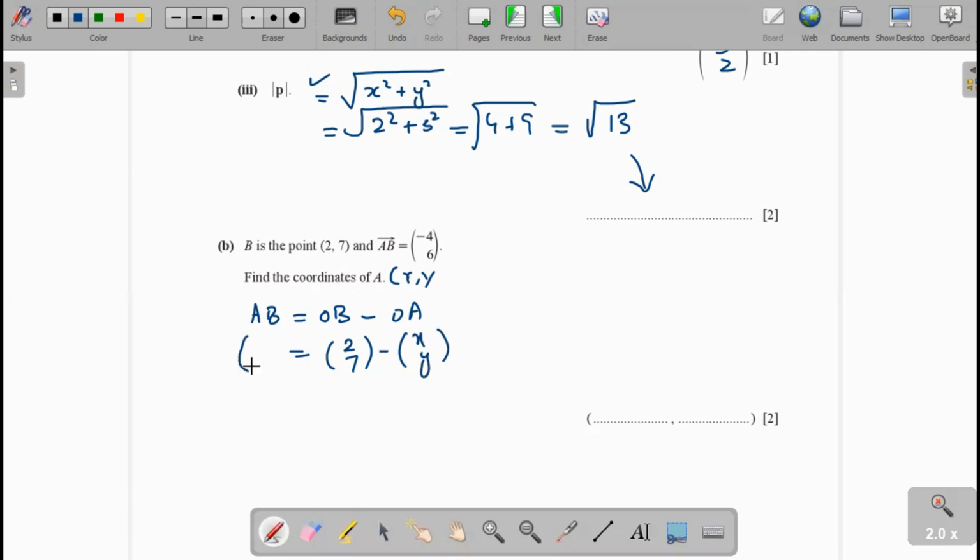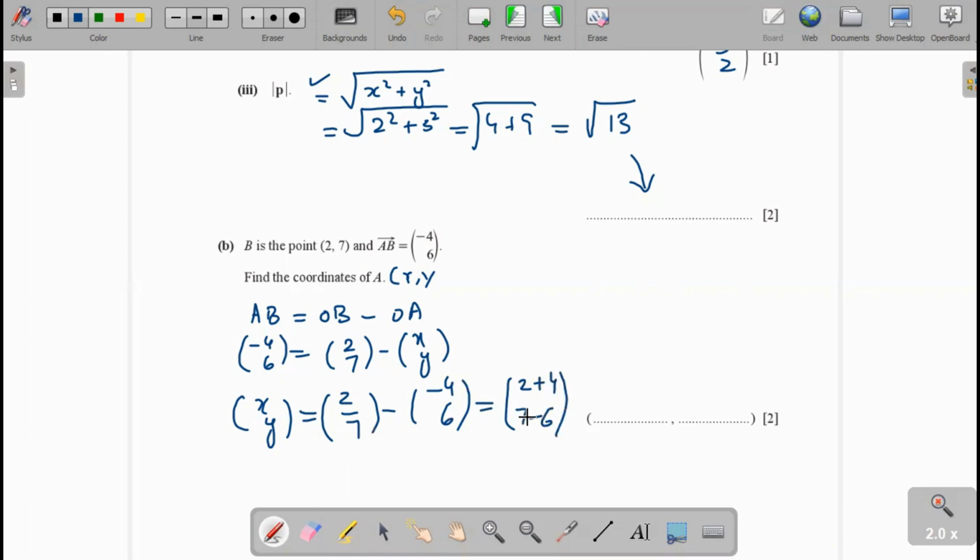And AB is (-4, 6). Now we can calculate it. The XY column vector will shift from right to left side. Therefore, XY will be equal to (2, 7) minus (-4, 6), and the answer is (2 plus 4, 7 minus 6). And the X value will be equal to (6, 1). And this is the answer.